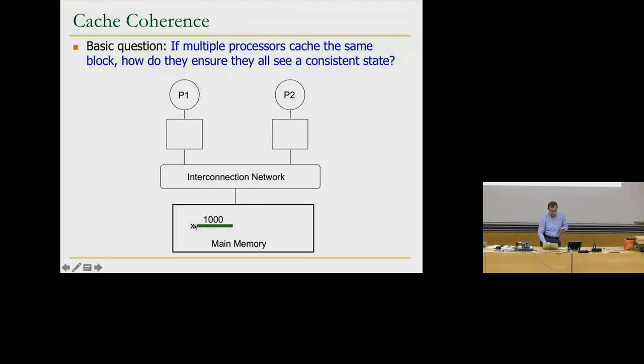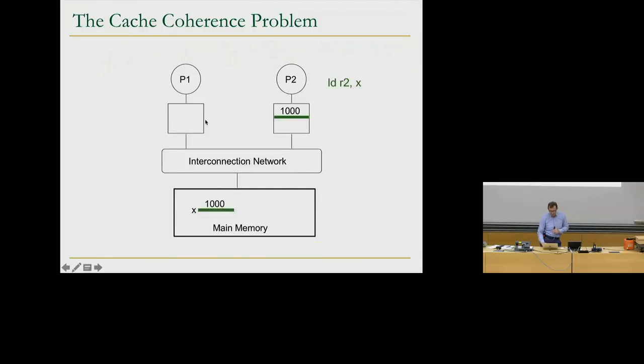So we have this X, 1000, that's originally in memory. Actually, originally it's in disk. It gets into memory somehow. And then later on, processor 2 loads it. Basically, it wants to load from address X. When it wants to load from address X into a register, the cache block gets fetched from memory to its cache. And now it's 1,000 over here. Okay, so far so good. That's how caching works, right?